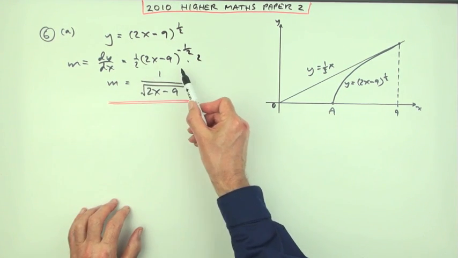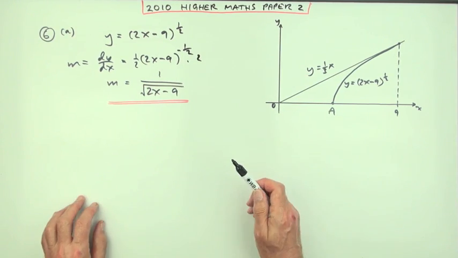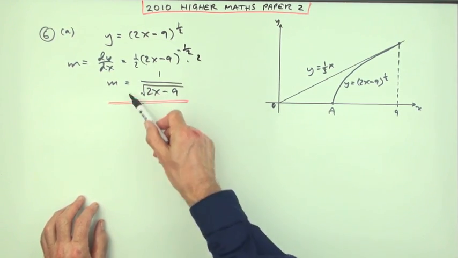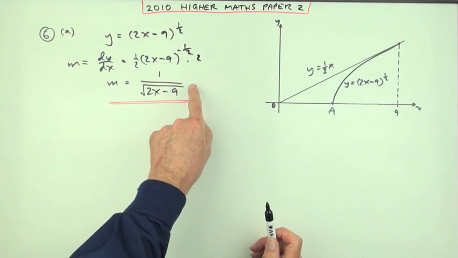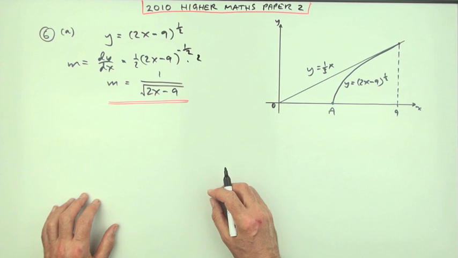Of course, you can just leave it in the form of 2x minus 9 to the power negative a half and use it in your calculations. I just prefer to put things back into this form of roots and denominators if I want to use them in equations or evaluations. So next thing would be this then.